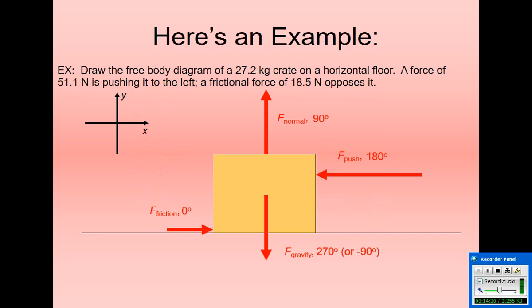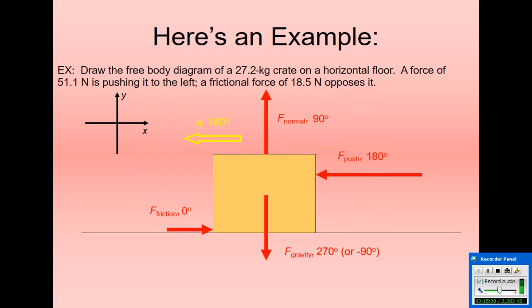What about the angles? If it is parallel to the x-axis, it is at 0 degrees. If it is parallel to the negative x-axis, it's at 180 degrees. If it's parallel to the y-axis, it's 90 degrees. If it's parallel to the negative y-axis, it's 270 degrees. I point out, though, that you could write the gravitational force acting at an angle of negative 90 degrees. If you know why, great. If you don't know why, don't worry about it. It's not important. I just include it for the sake of completeness.